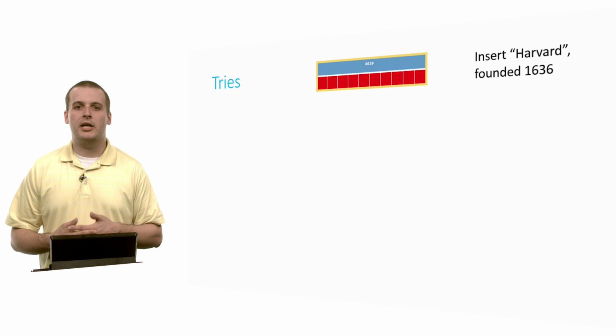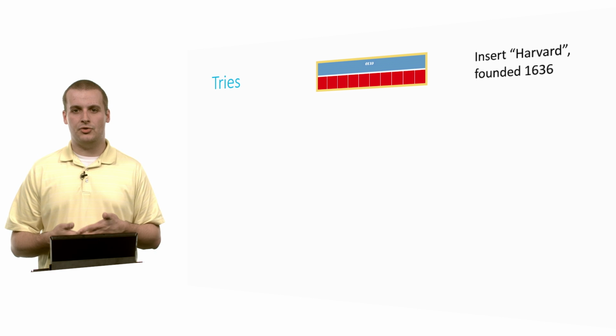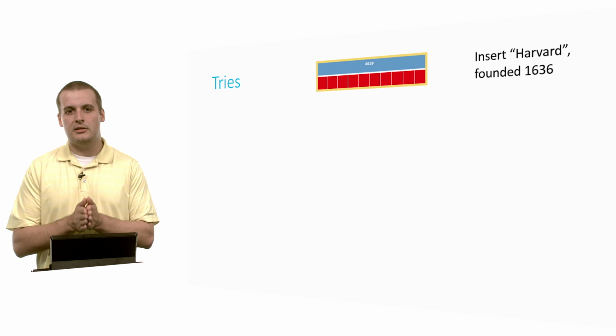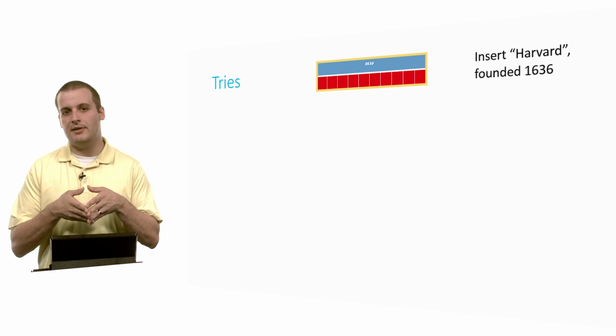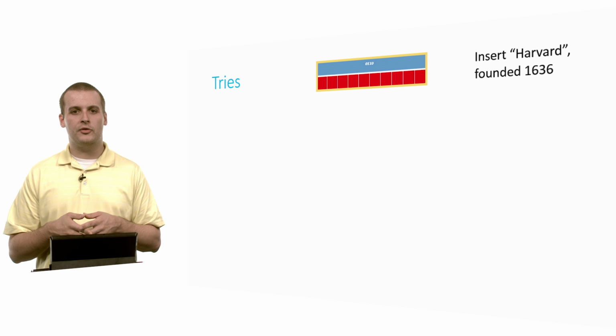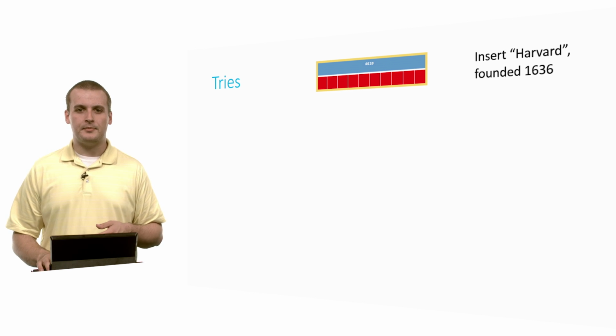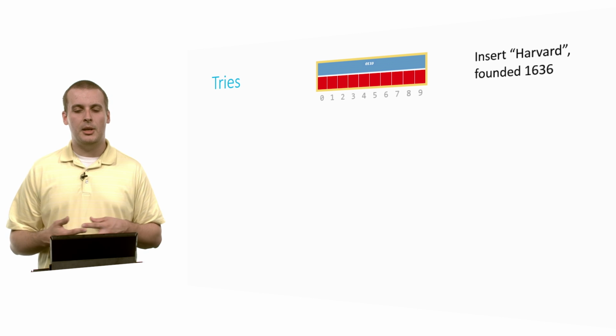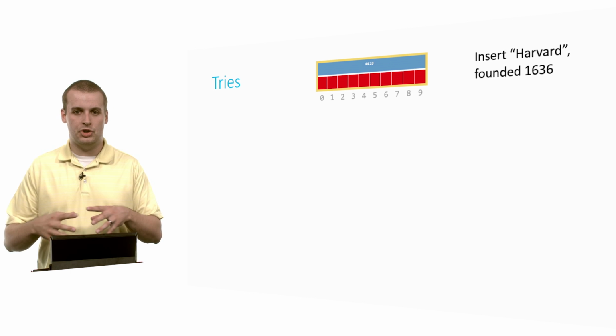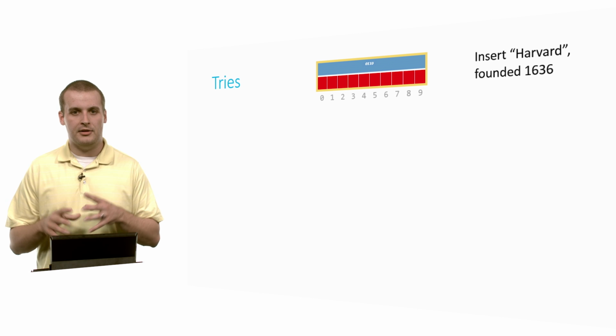Let's insert the string Harvard. Let's insert the University of Harvard into this trie, which was founded in the year 1636. We want to use the key 1636 to tell us where we're going to store Harvard in the trie. Now, how might we do that? It might look something like this. We start at the root, and we have these 10 places we can go. The root is just like any other node of the trie.